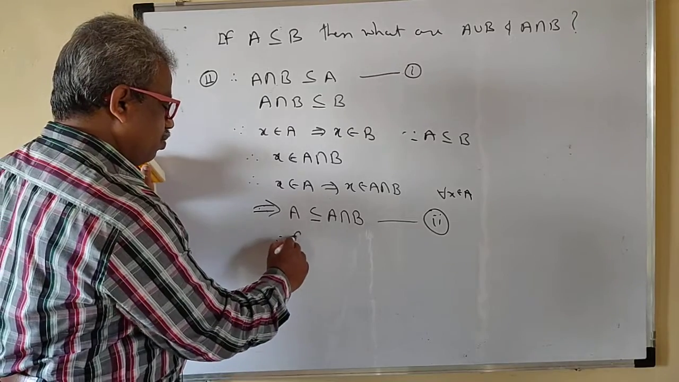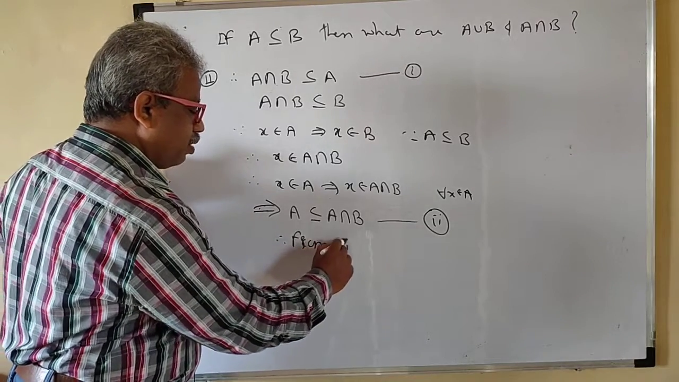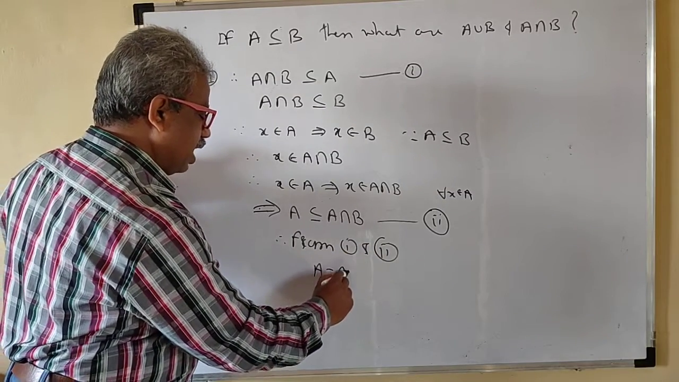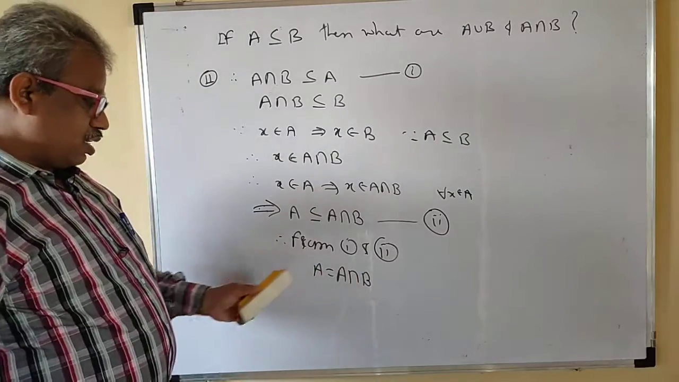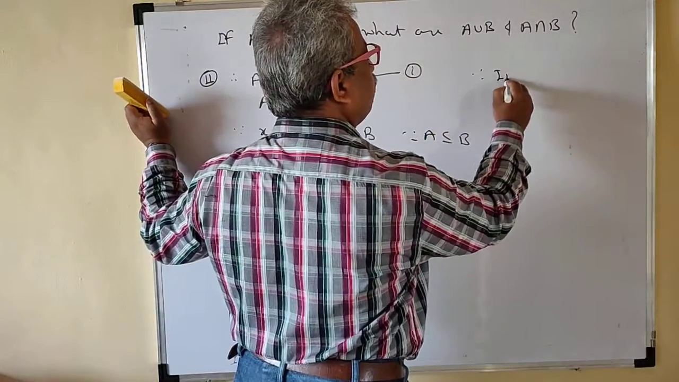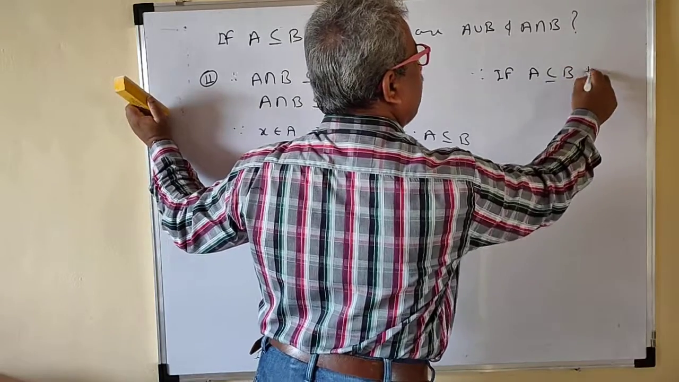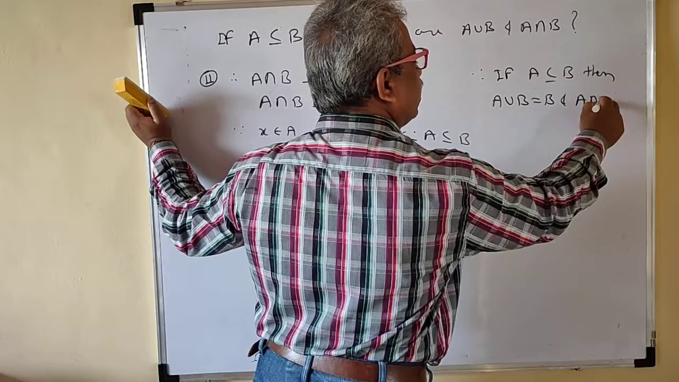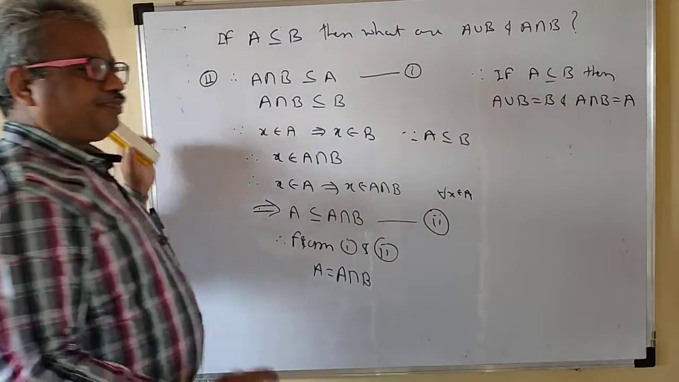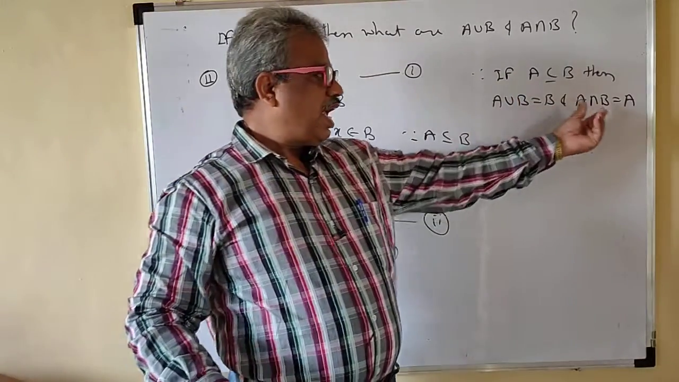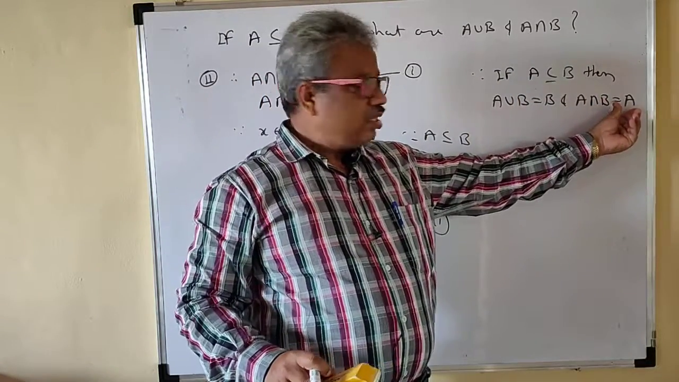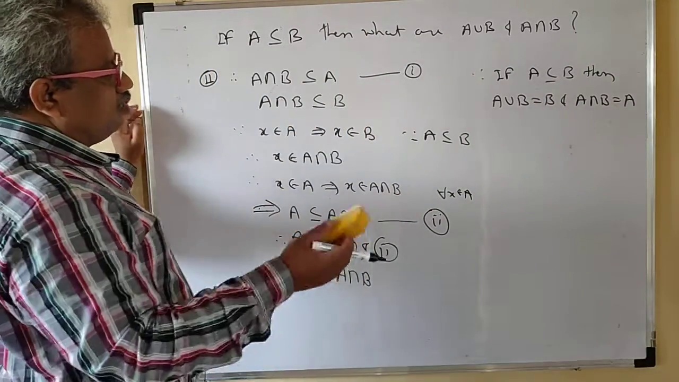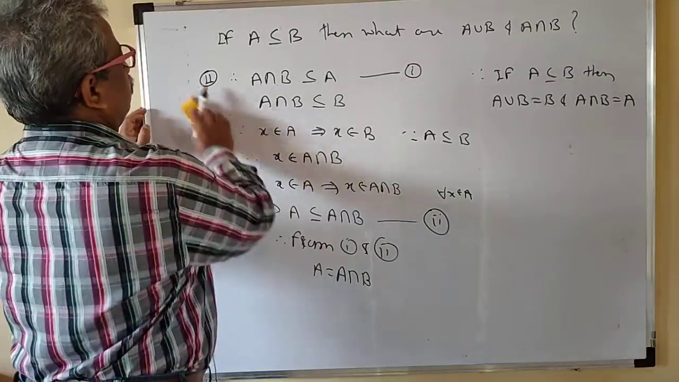So from first and second, A is equal to A intersection B. Therefore, if A is a subset of B, then A union B is equal to B and A intersection B is equal to A. The union is the superset, and A is the lowest set, so that will be your intersection.